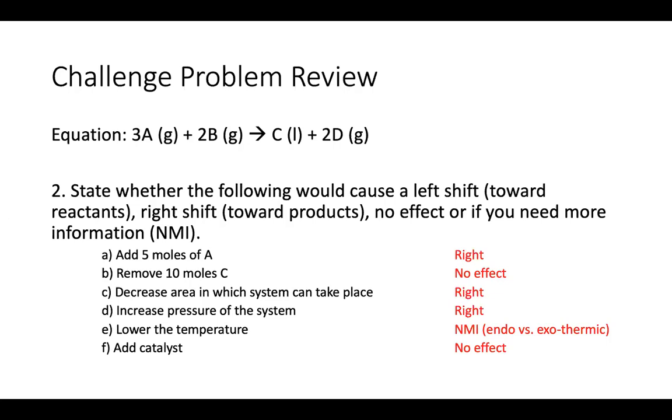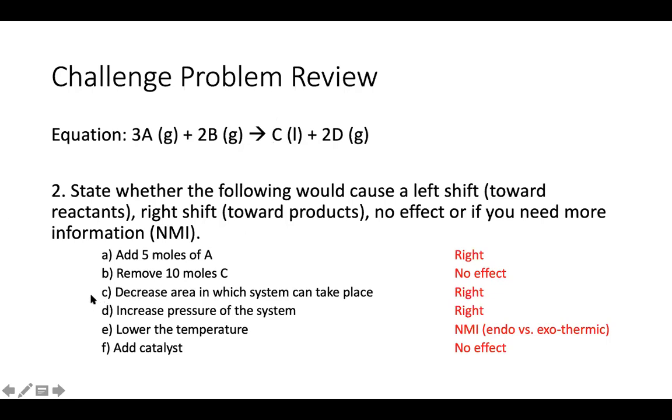However, in B, we're removing a liquid. Compound C is a liquid. Liquids and solids aren't accounted for in equilibrium, which means if we add or remove a liquid or solid, equilibrium will not shift in either direction. Whenever we add or subtract a liquid or solid, there's going to be no effect. That's one that they love to include, because a lot of times you'll say, oh, you're removing product, we shift right. Well, you have to be careful and look at the actual state.